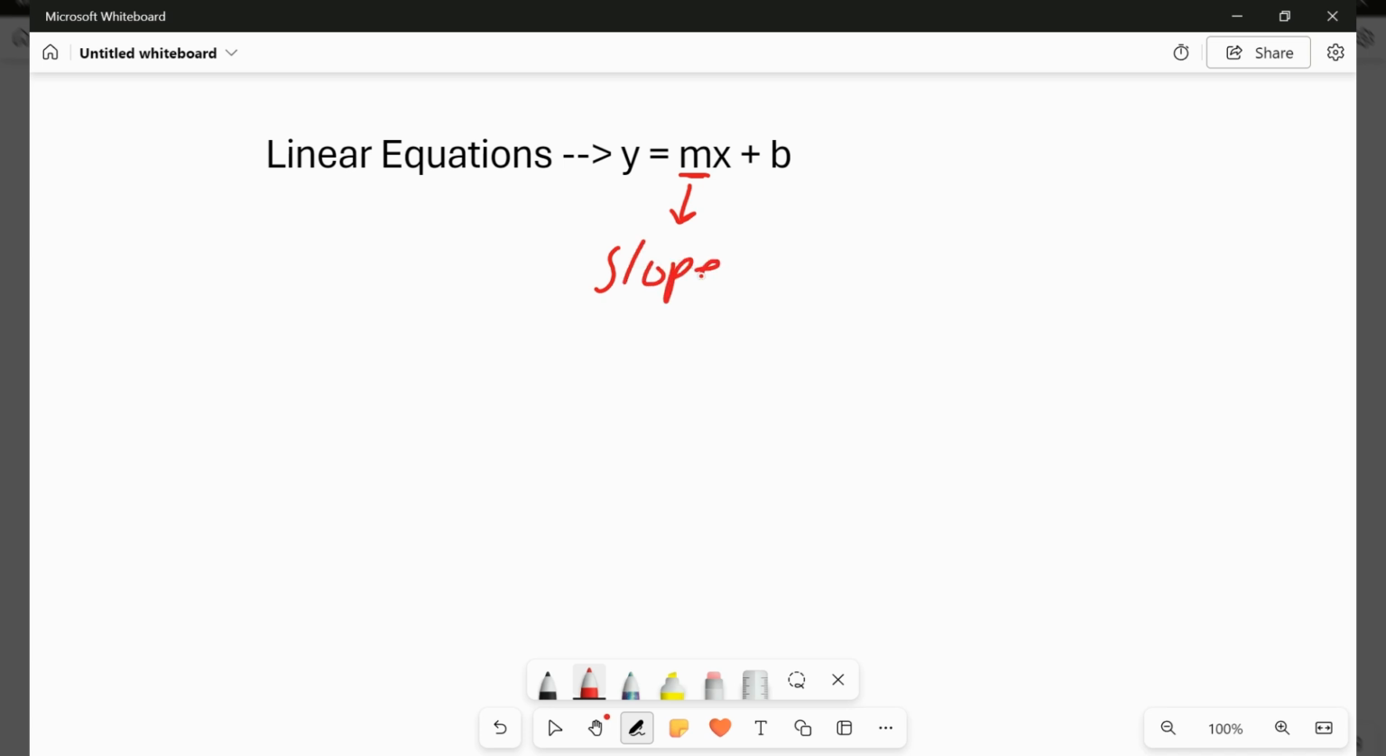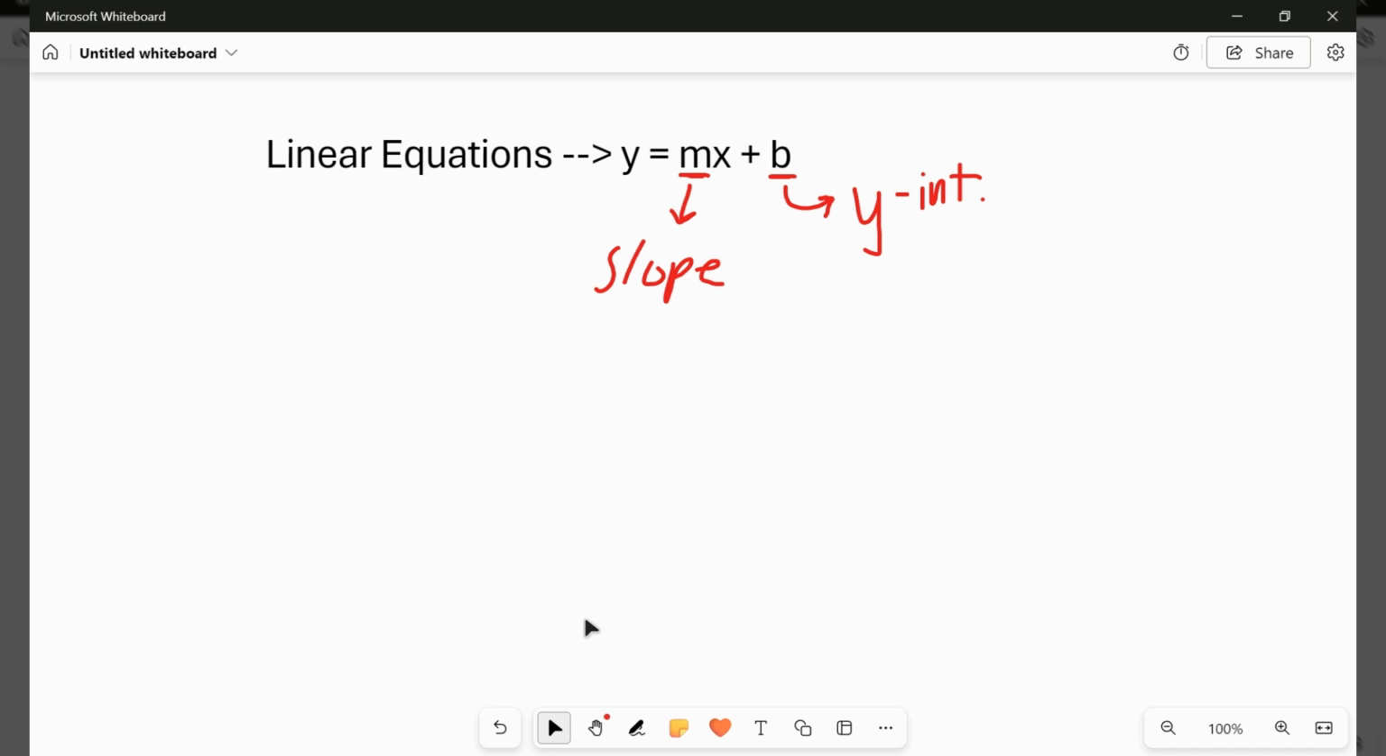And what is slope? We'll talk about that in 1 second. Hold your horses. And then B, what does B represent? So B represents the y-intercept. And we'll write it as y-int for short for my writing purposes. So back to that slope thing.